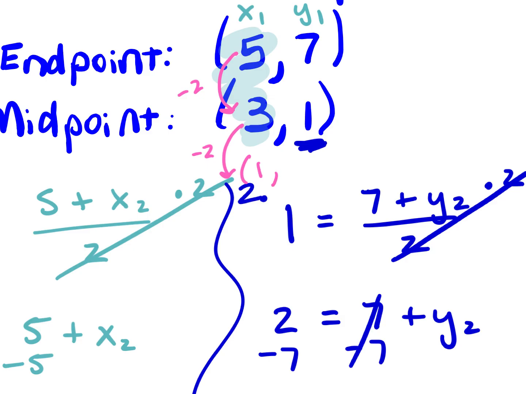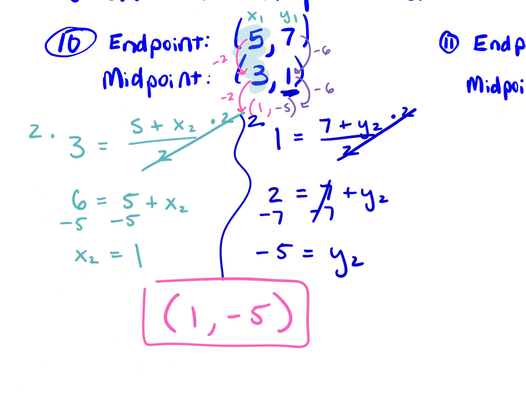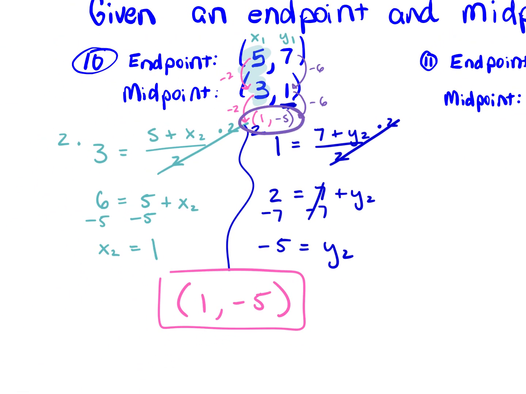Now let's do it with the y's. What are we adding or subtracting to get from 7 to 1? Subtracting 6. So then if I subtract 6, again, what's 1 minus 6? Negative 5. And what did we say our point was for the other endpoint? 1 comma negative 5. Same thing. You can do it either way. You want to find what the pattern is. So going from the endpoint to the midpoint, you find your other endpoint.